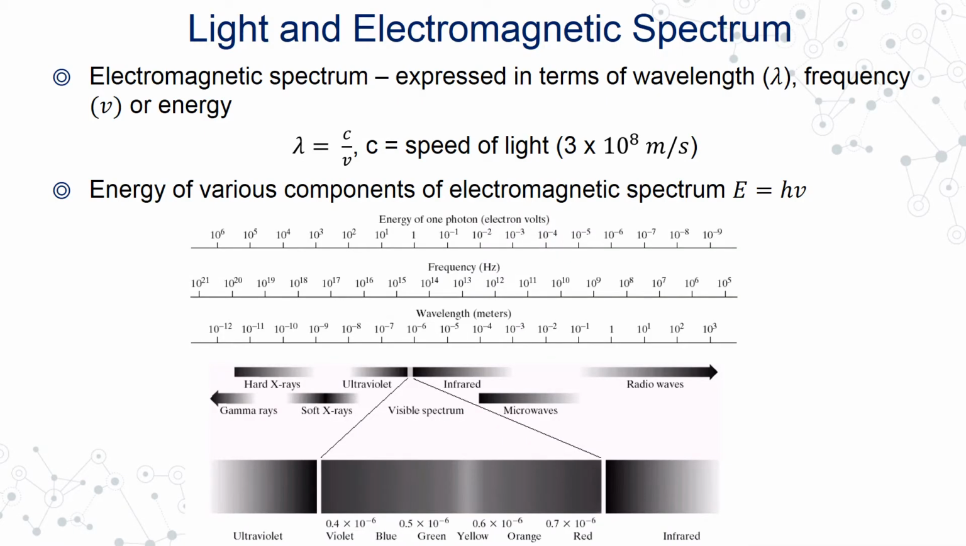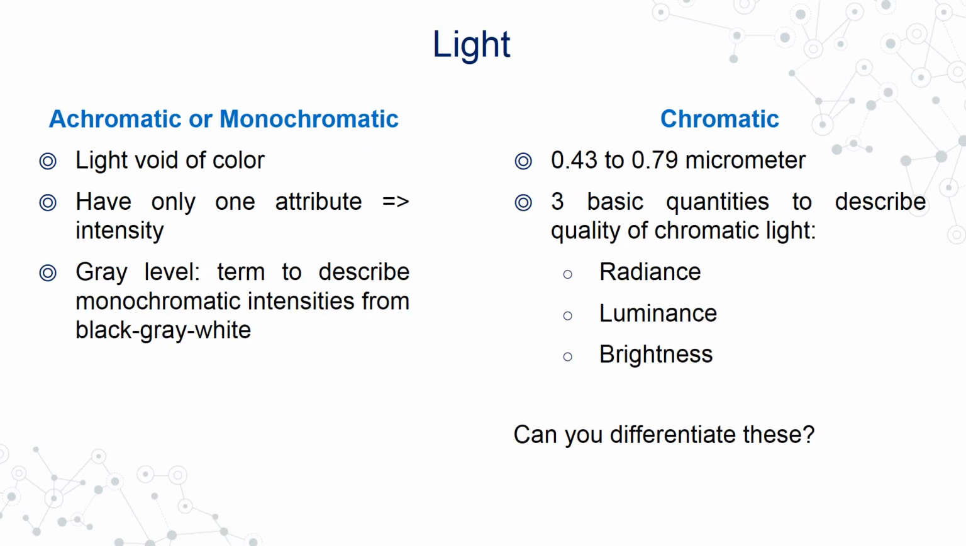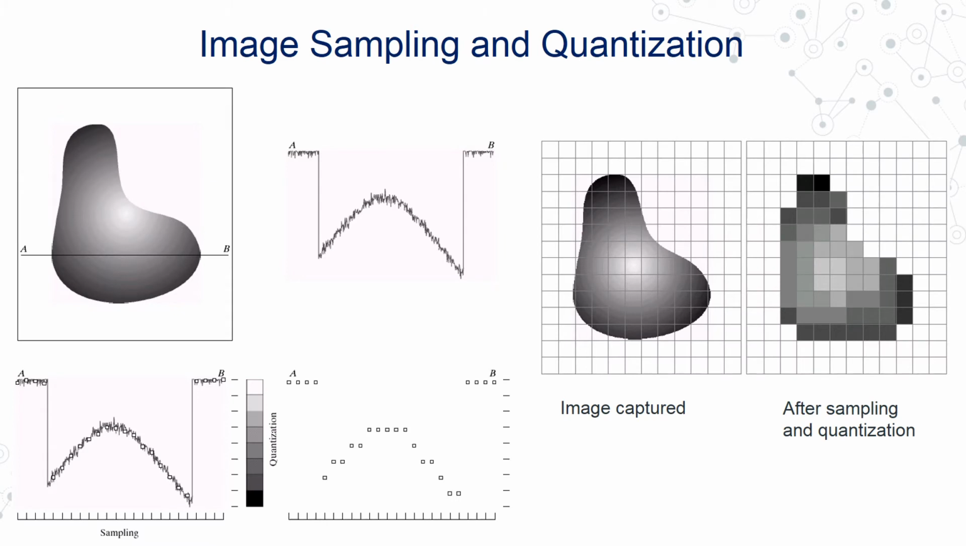In the last class, we had seen the electromagnetic spectrum and had expressed it in terms of wavelength and frequency. We had seen the visible spectrum and the components of the complete electromagnetic spectrum. Today we are going to discuss achromatic and monochromatic light, as well as chromatic light, and the difference between them. We would be seeing how an image is sampled and quantized.